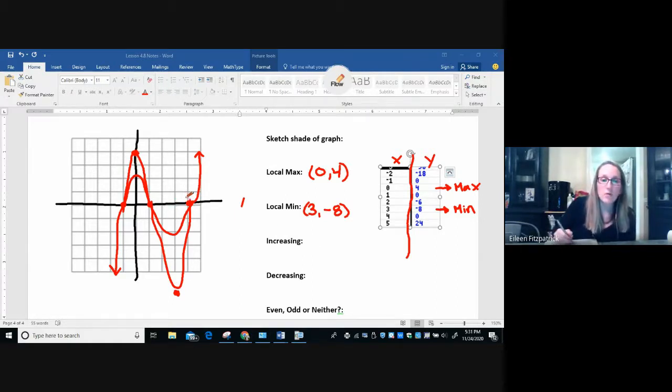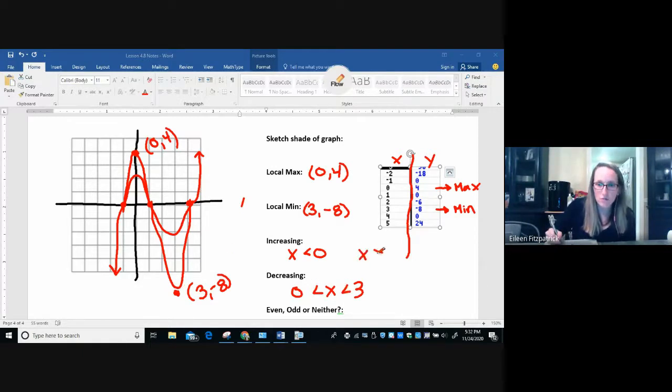Okay, now those are the points that I need for my increasing, decreasing. So 0, 4, and 3, negative 8. I know that I'm increasing to the left of this point. So when my x values are less than 0, I'm increasing. Then I'm decreasing between 0 and 3. So when my x values are between 0 and 3, I'm decreasing. And then I'm increasing again when x is greater than 3, when x is to the right of 3. Okay. The last thing I have to do is even or odd.